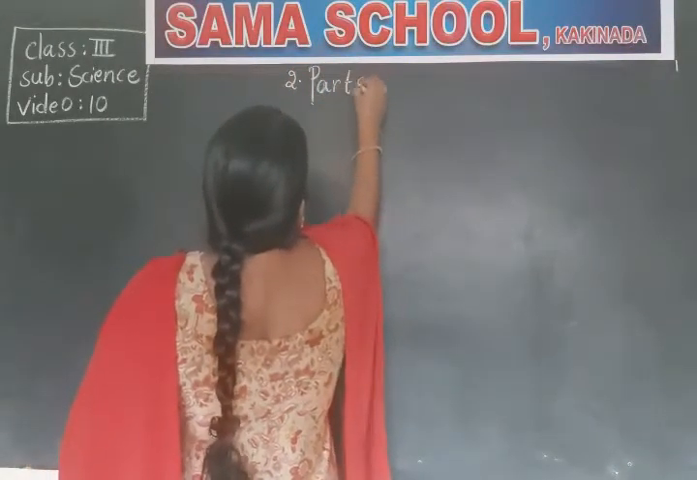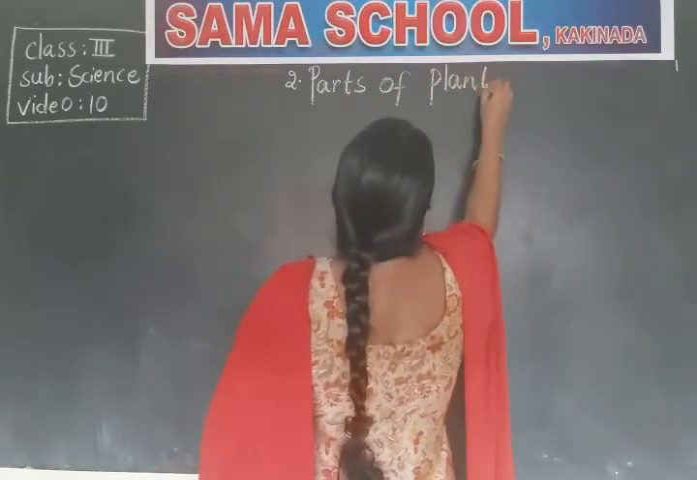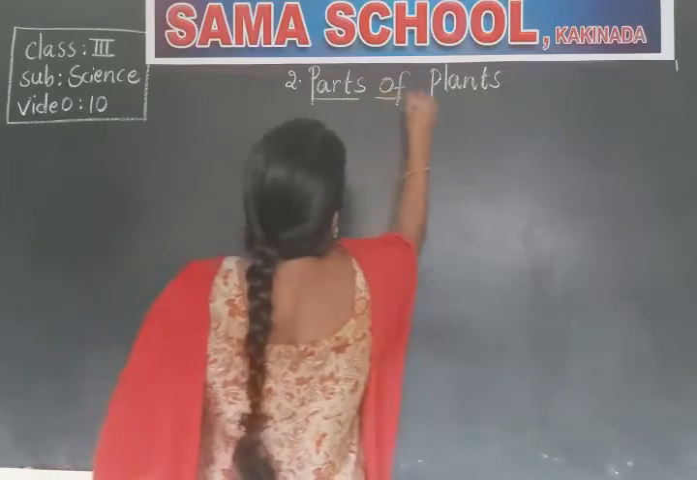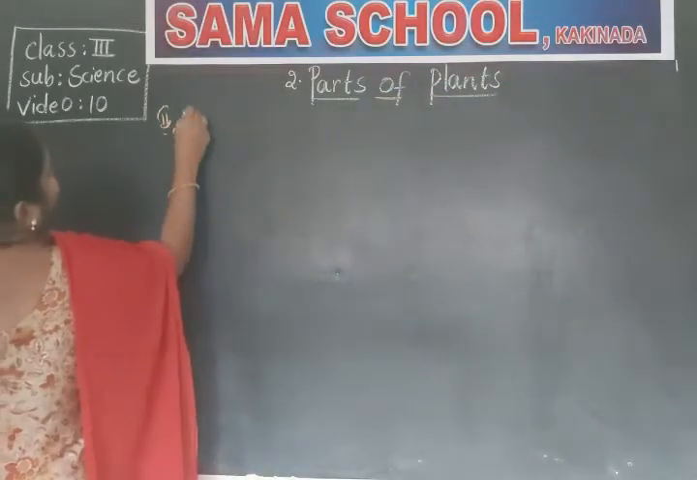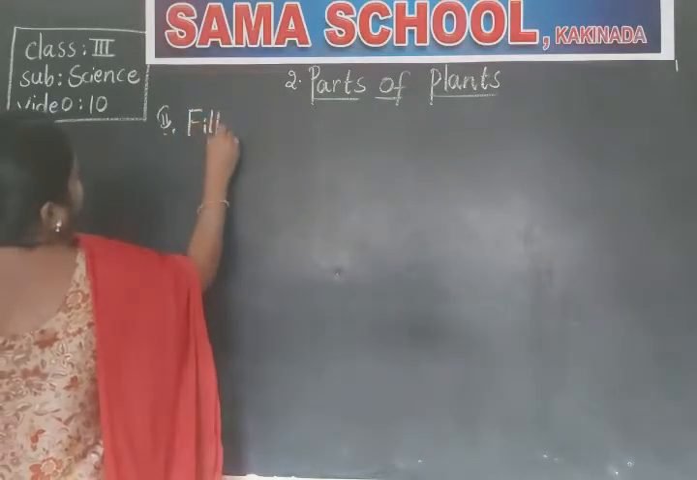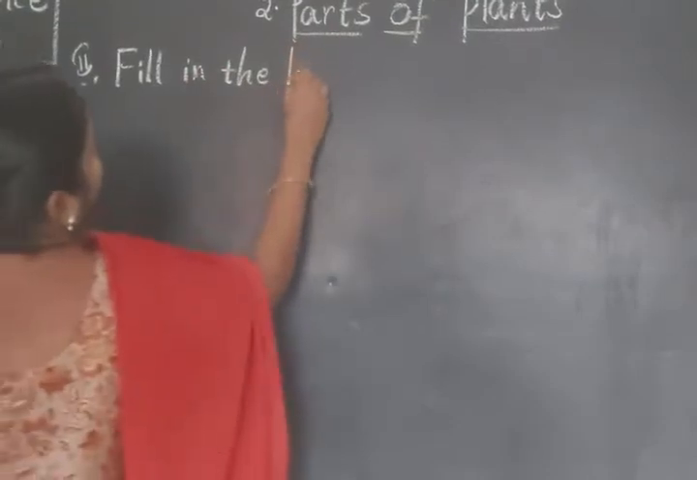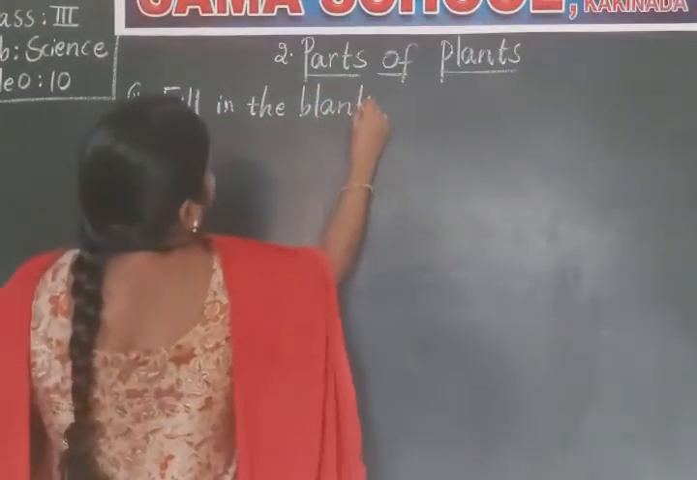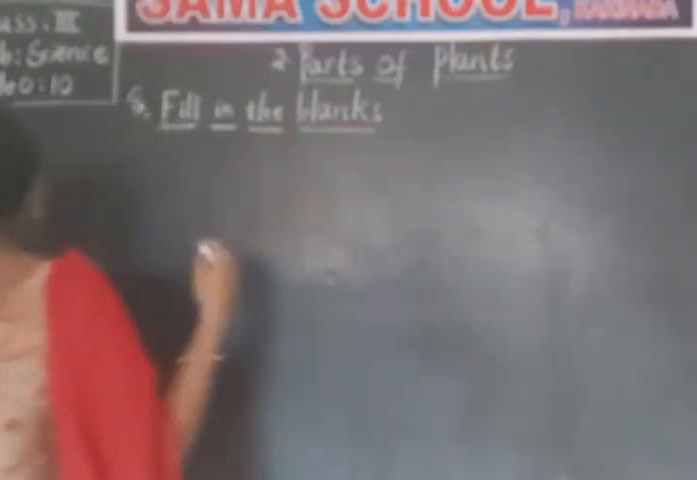What's the name of the lesson, children? Parts of plants. Okay, next Roman, fill in the blanks. Okay, see the first one.